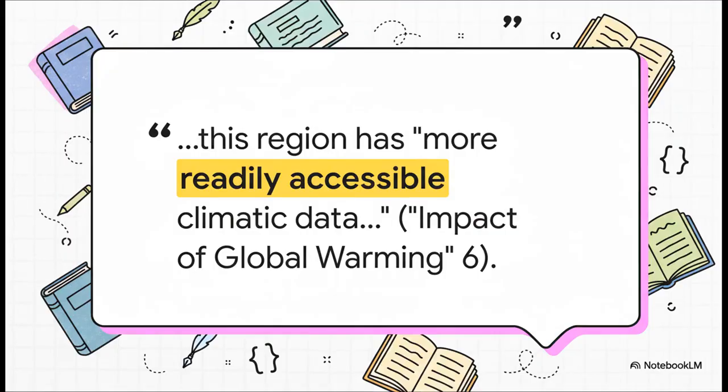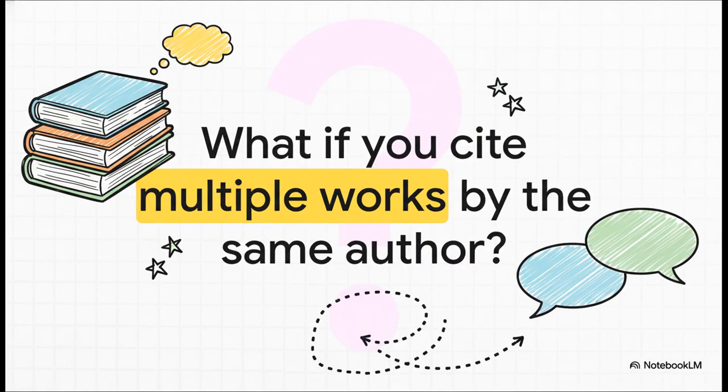Here's a perfect example. Let's say the full article title is something long, like The Devastating Impact of Global Warming in North America. You can just shorten that to Impact of Global Warming and put it in quotes. That's more than enough to point your reader to the right spot on the works cited page. Now, this happens all the time, especially when you're focusing on one specific expert in a field.